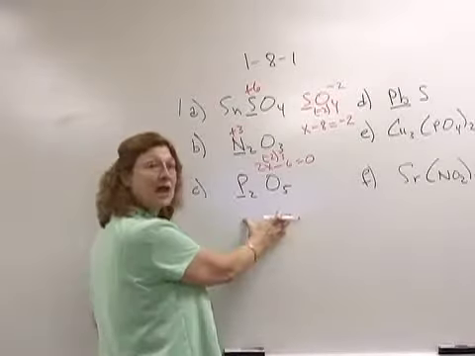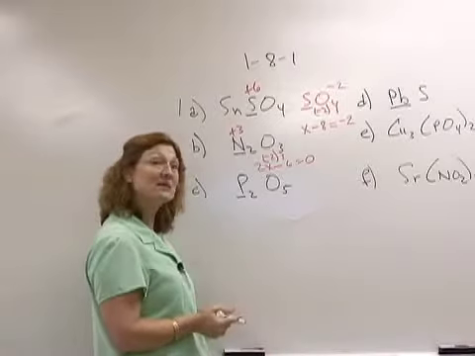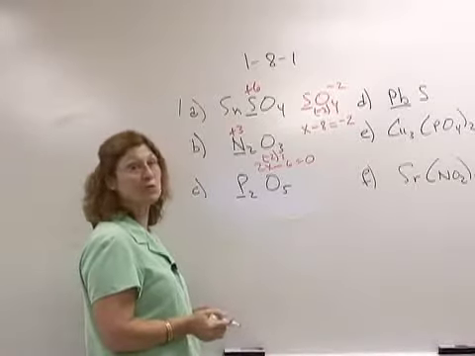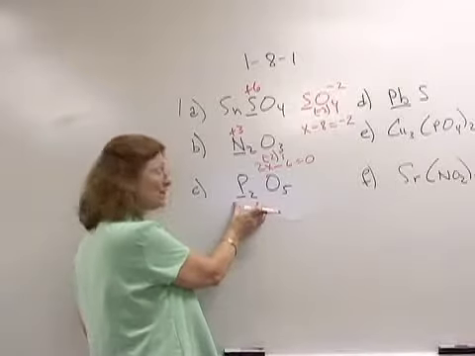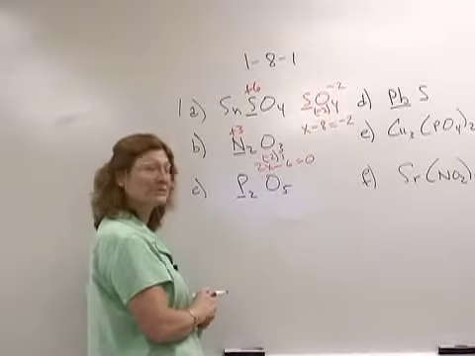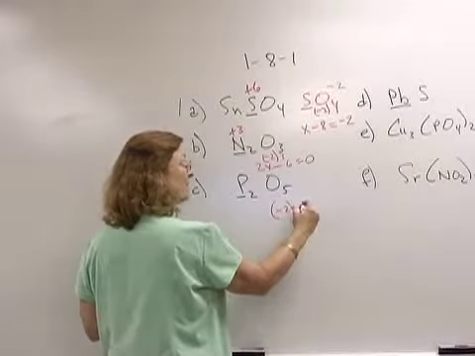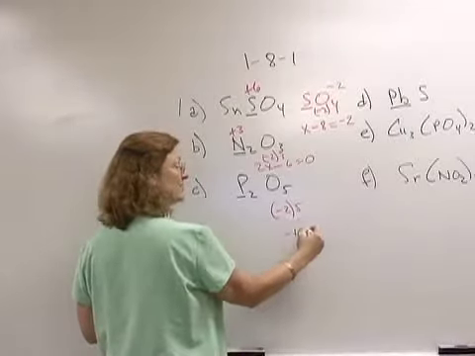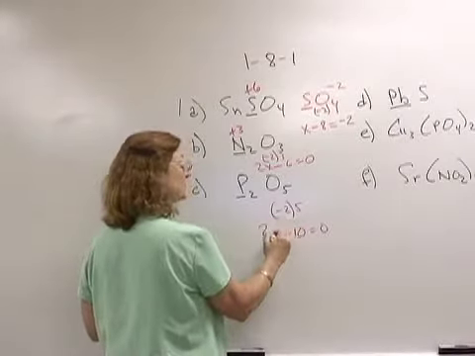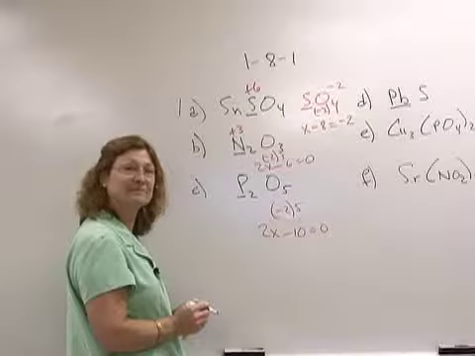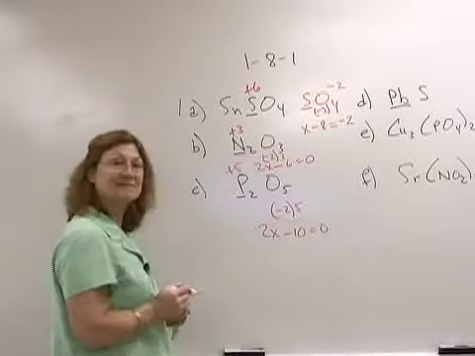Again, we have a compound. These are nonmetals with nonmetals, so if we were naming it, we could use either the prefixes or the Roman numerals. But I still would have to find the charge of this phosphorus if I was using the Roman numerals. So oxygen is -2. There are 5 of them, that gives me a -10. Compounds are equal to 0, and there are 2 phosphorus. Therefore, phosphorus is +5 in this case.